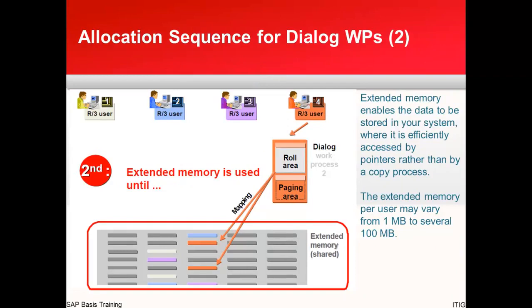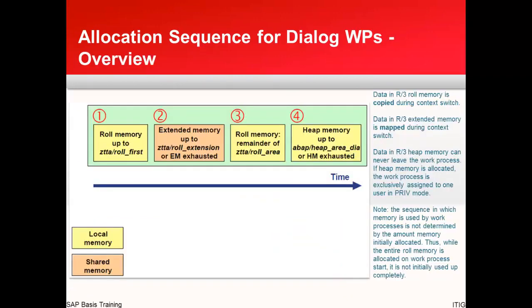Okay, now the allocation sequence for dialog work processes. Extended memory enables the data to be stored in your system where it is efficiently accessed by pointers rather than by a copy process. The extended memory per user may vary from 1 MB to 100 MB. Now here you can see the sequence. The first is role memory up to this parameter, then extended memory using this parameter, then role memory remainder of the role area, and heap memory up to this particular value.